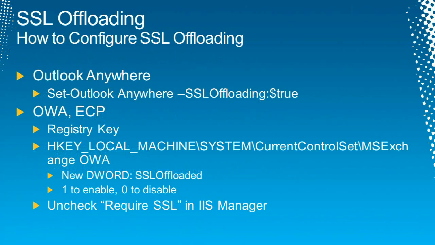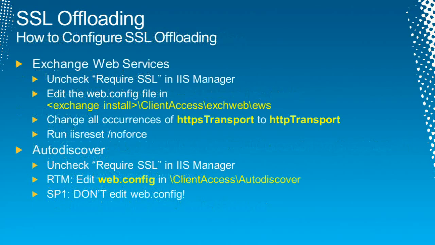How do you configure it? It's been a little confusing to find some of this information, so we've consolidated it all for you. But essentially, for each Exchange protocol, we'll have to go in and turn on the ability to listen over port 80. For Outlook Anywhere, we have to set Outlook Anywhere SSL offload to true. For OWA and ECP, we have to go into the registry and set a key, and then uncheck the require SSL inside of IIS. Once that's done, the Exchange servers will then listen on port 80, and we can have traffic from the load balancer coming in that's not being re-encrypted.